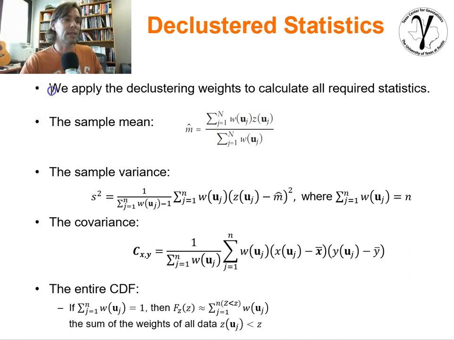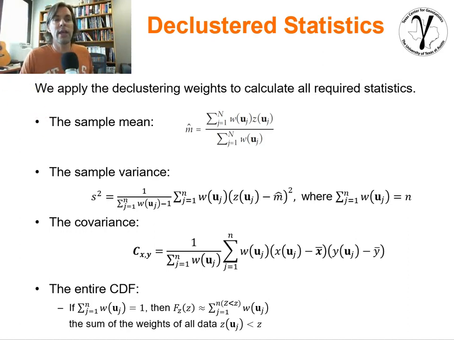Now, what statistics are we going to be concerned with? What can we calculate with weights? And the answer is all of them. We can calculate any statistic we want using weights. So take the sample mean. Here it is. The estimate of the mean is just equal to the sum of the weights multiplied by the data, divided by the sum of the weights.